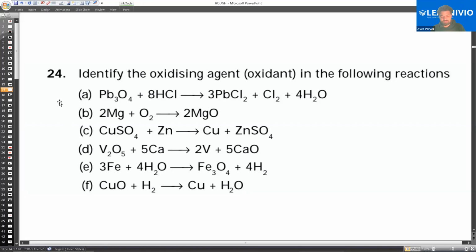Pb3O4. First one is Pb3O4. Okay, next. O2. O2 next. CuSO4. Next. I don't know this one. V2O5. Vanadium V2O5. What does V even mean? Vanadium. Then H2O. Then C.